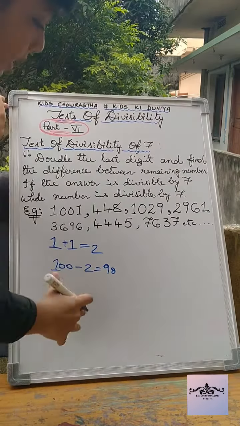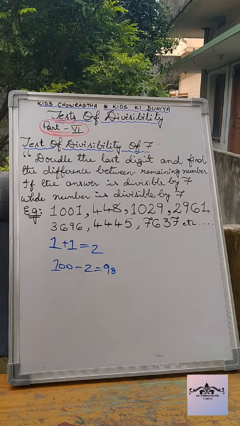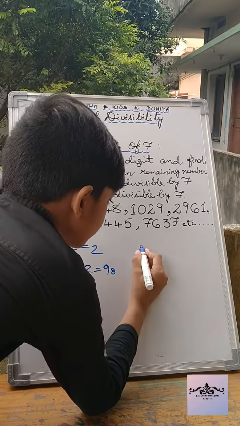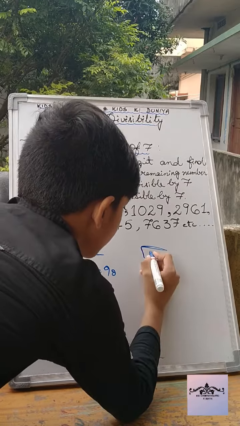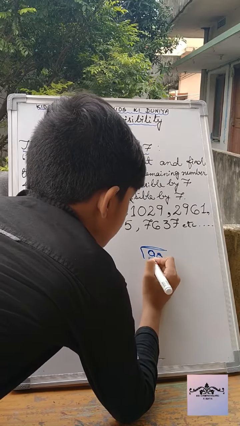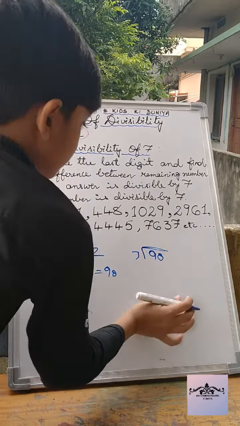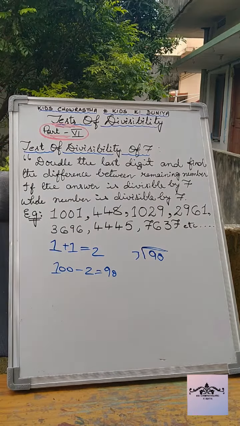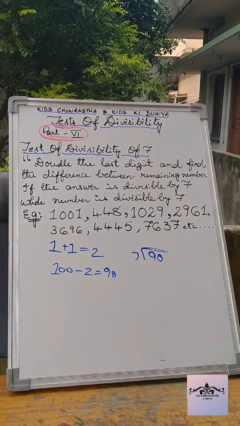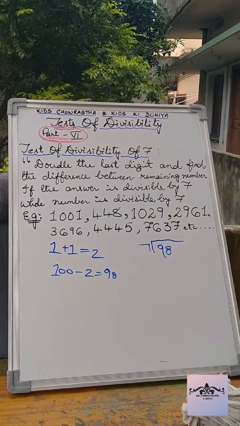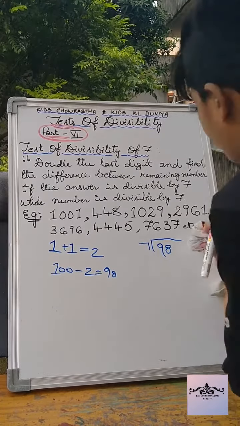Next, find the difference between the remaining number. Done. The answer should be divisible by 7. So here our answer is 98. We have to check whether it is divisible by 7 or not. For that we have to do division. Okay friends, I'll do it in a short way. Wait a second. I have rubbed that. That's a little bit ugly. 7 into 98.